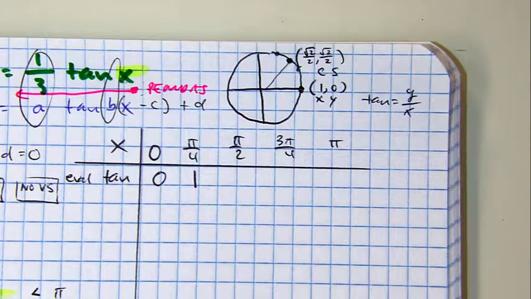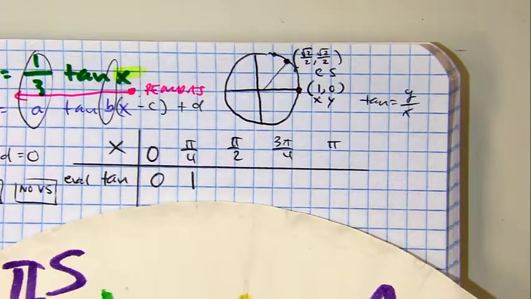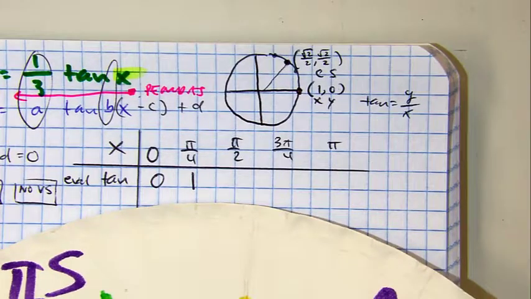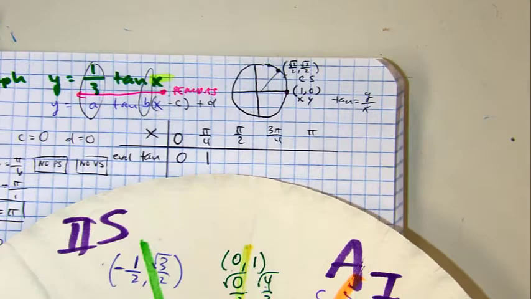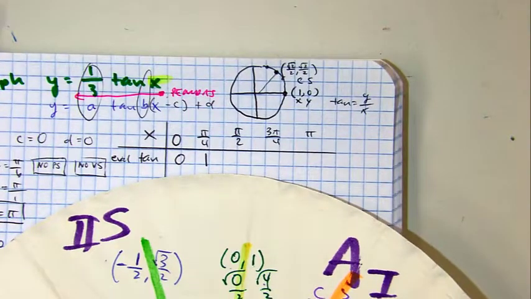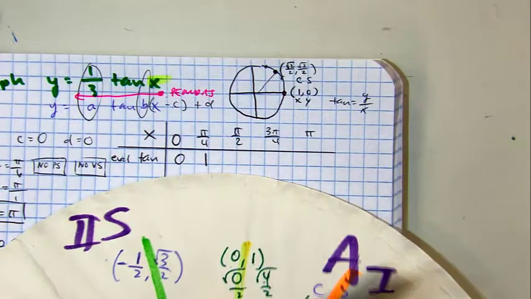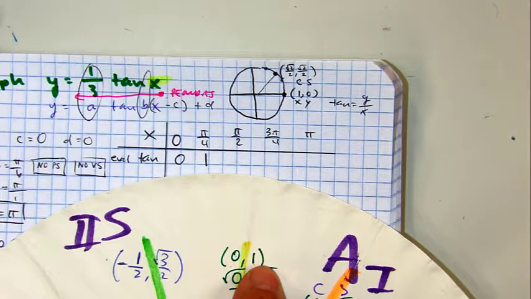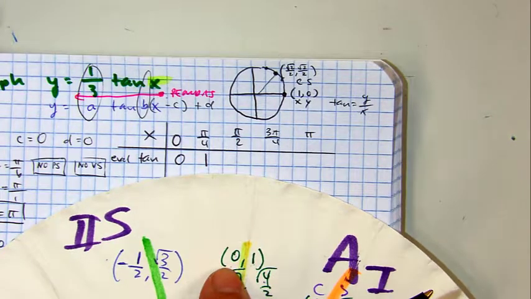Let's just finish this together. Tangent at pi over 2. Put your finger on the ordered pair. 1 divided by 0 is? Undefined.